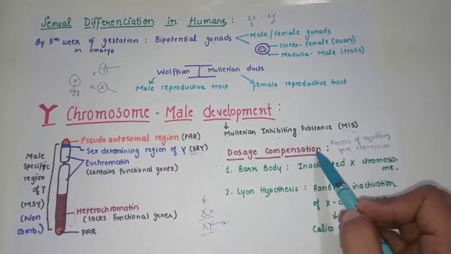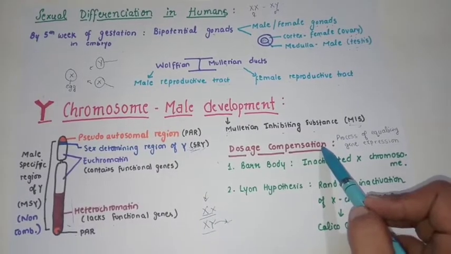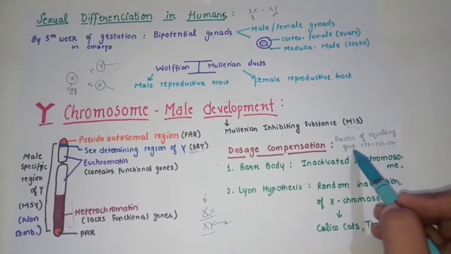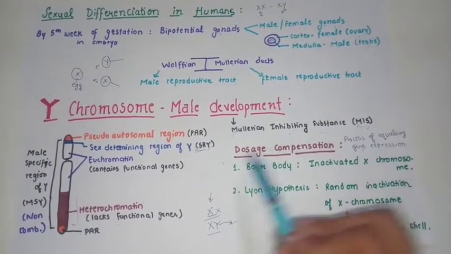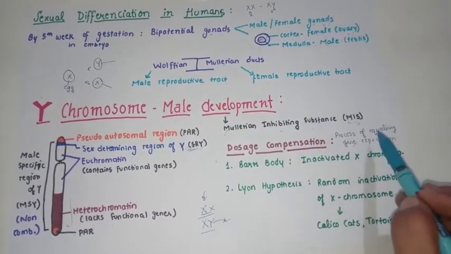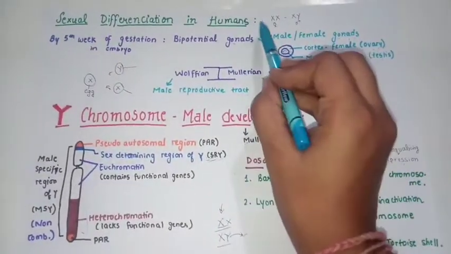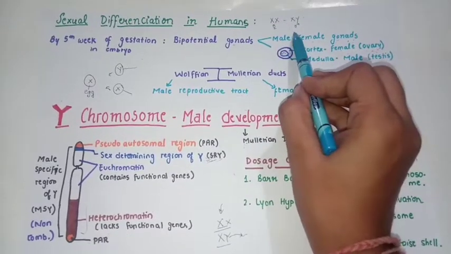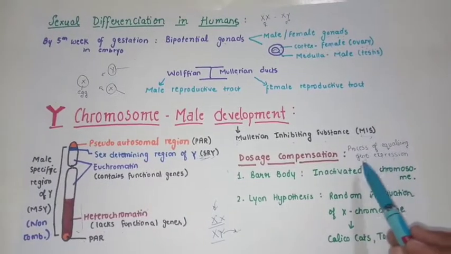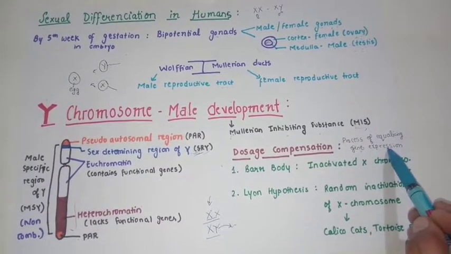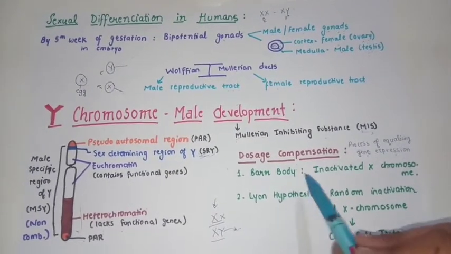First of all, we must know what dosage compensation is. It is a process of equalizing gene expression in different sexes, like in male and female. Male and female need to equalize the expression of their genes, as one has XX and the other has XY. One has more X, so they must equalize the expression of their genes. This is done by two processes, that is the Barr body and the Lyon hypothesis.